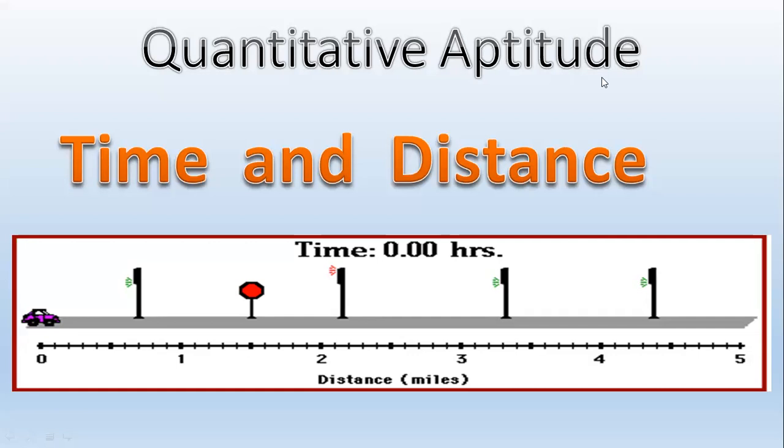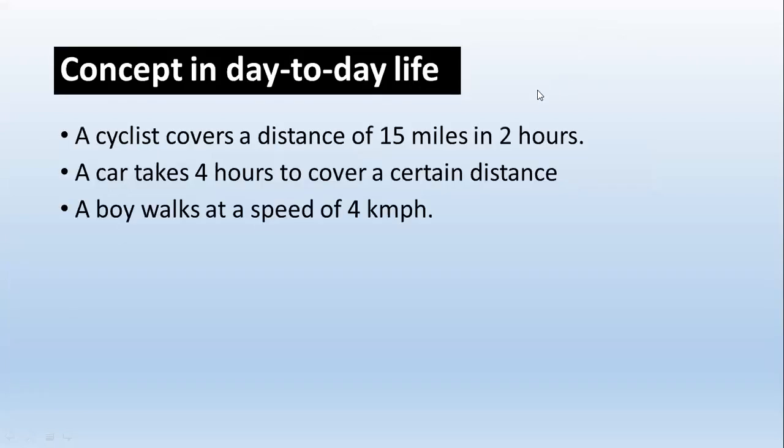In our day-to-day life, we use different sentences like a cyclist covers a distance of 15 miles in 2 hours. A car takes 4 hours to cover a certain distance. A boy walks at a speed of 4 kilometers per hour. So we are using the known values in each example to find out or predict unknown values.